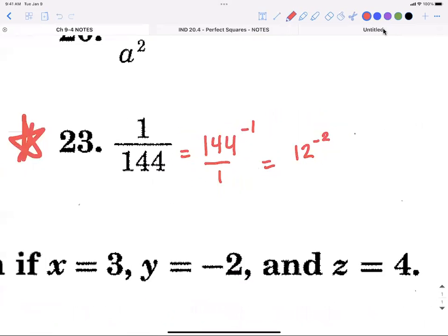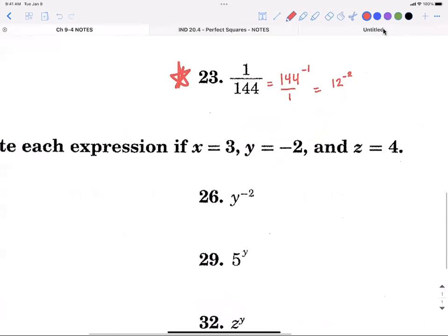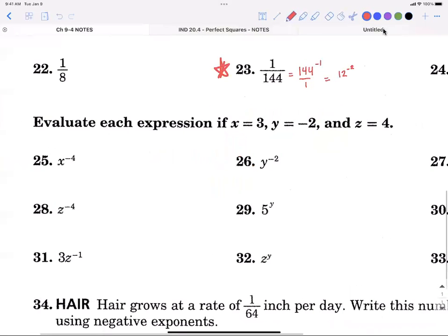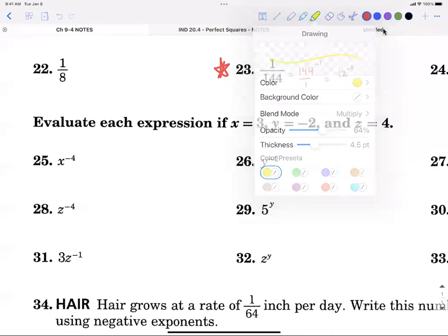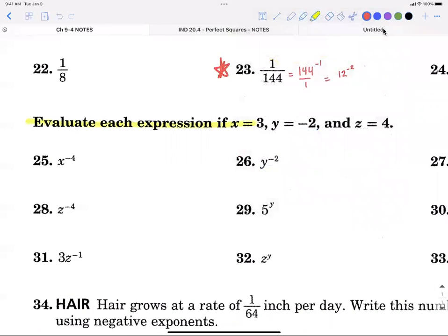All right, last on your homework and in your notes, you need to add this information to make it make sense: that x equals 3, y equals negative 2, and z equals 4. Because now notice our instructions change, and we go from just expressing things to evaluating, right? So we're changing things. We're actually going to get an answer. We're not going to just leave it.